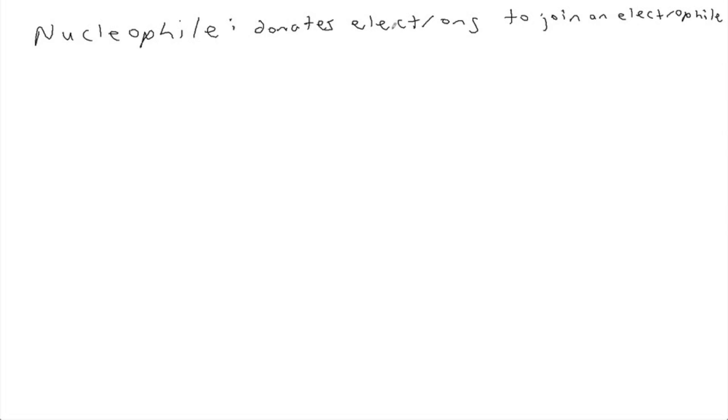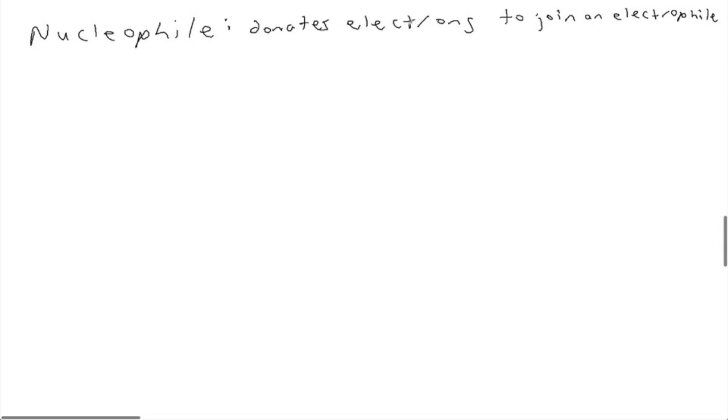All right, so we need to really memorize this definition. So what did we just say is the definition of a nucleophile? It donates electrons to join an electrophile. Okay, good. Now obviously that's fresh in our mind right now, but we need to keep reviewing that so that it's always fresh in our mind.